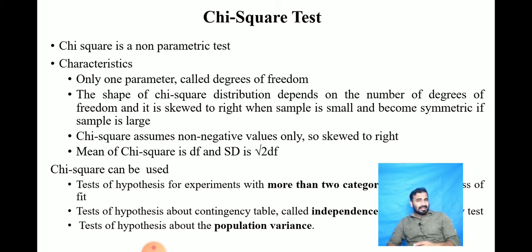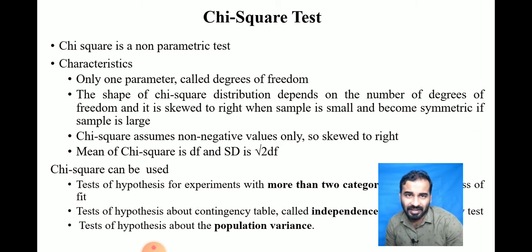Then, the chi-square test always assumes non-negative values. That's why we usually say it is a right tail test, or skewed to the right. This is because we are dealing with categorical data, not quantitative data. Negative values can appear only with quantitative data, so with categorical data there is no issue of negative values.